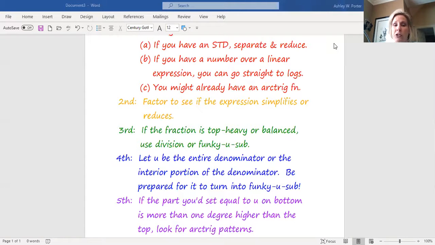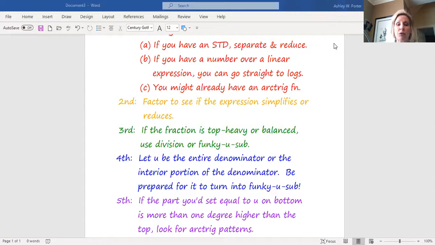The first three strategies, the red, orange, and green, are great, but they don't come up that frequently in this particular chapter. But they do when you get out of this particular chapter and you're just looking at a whole compilation of calculus topics like you would on the AP or CLEP exams.